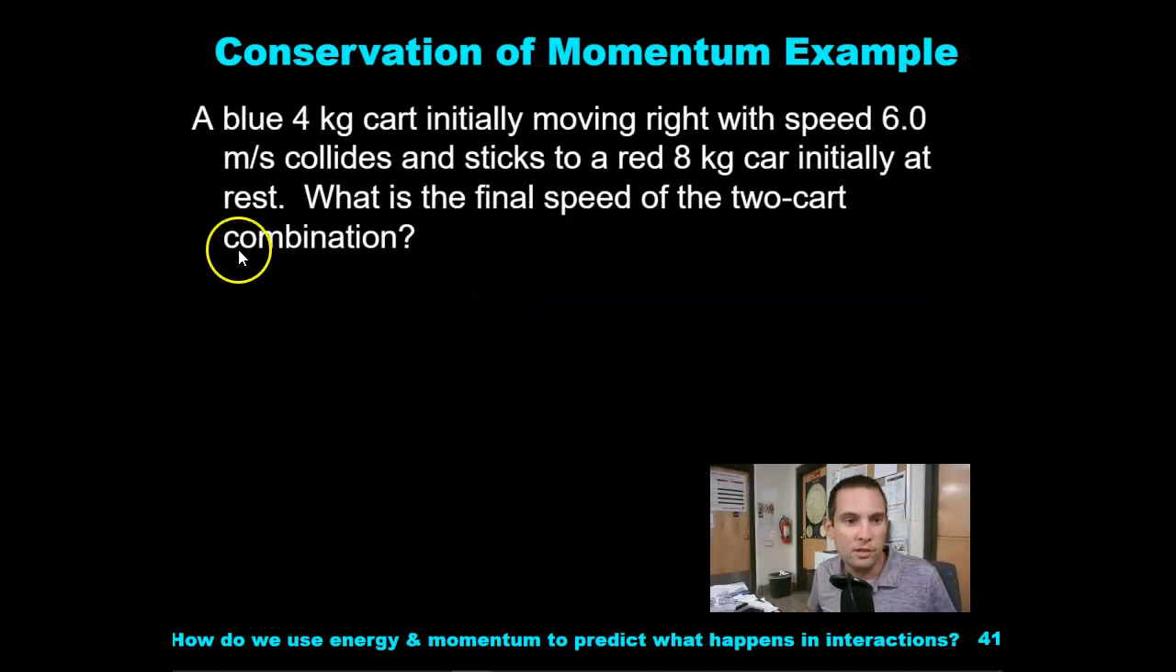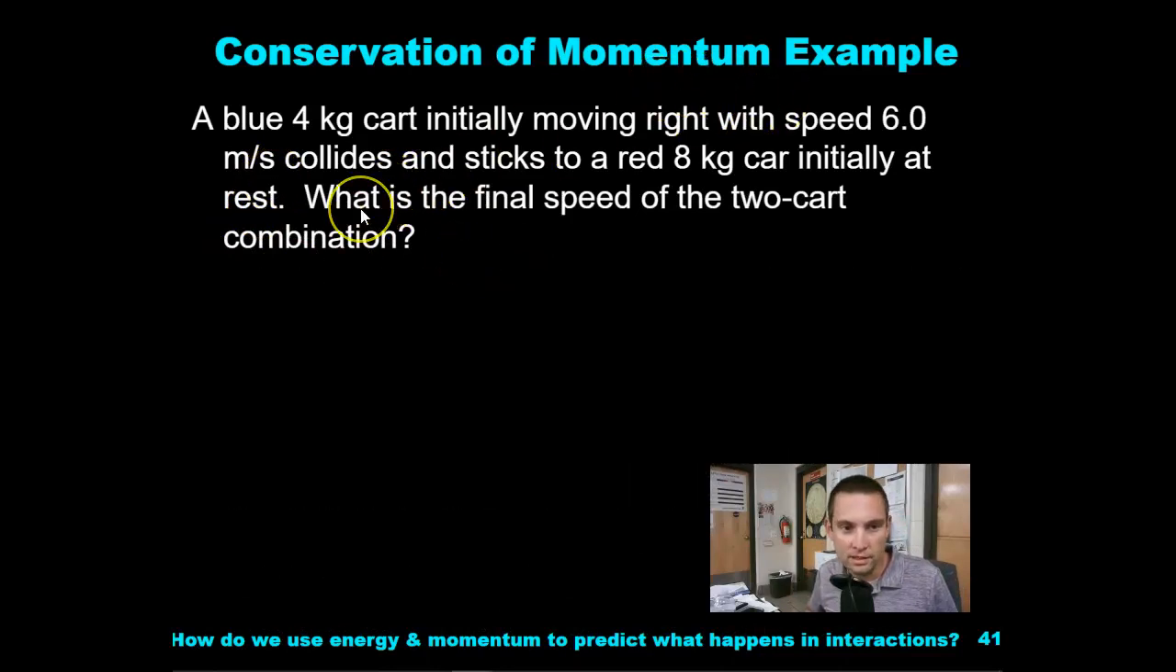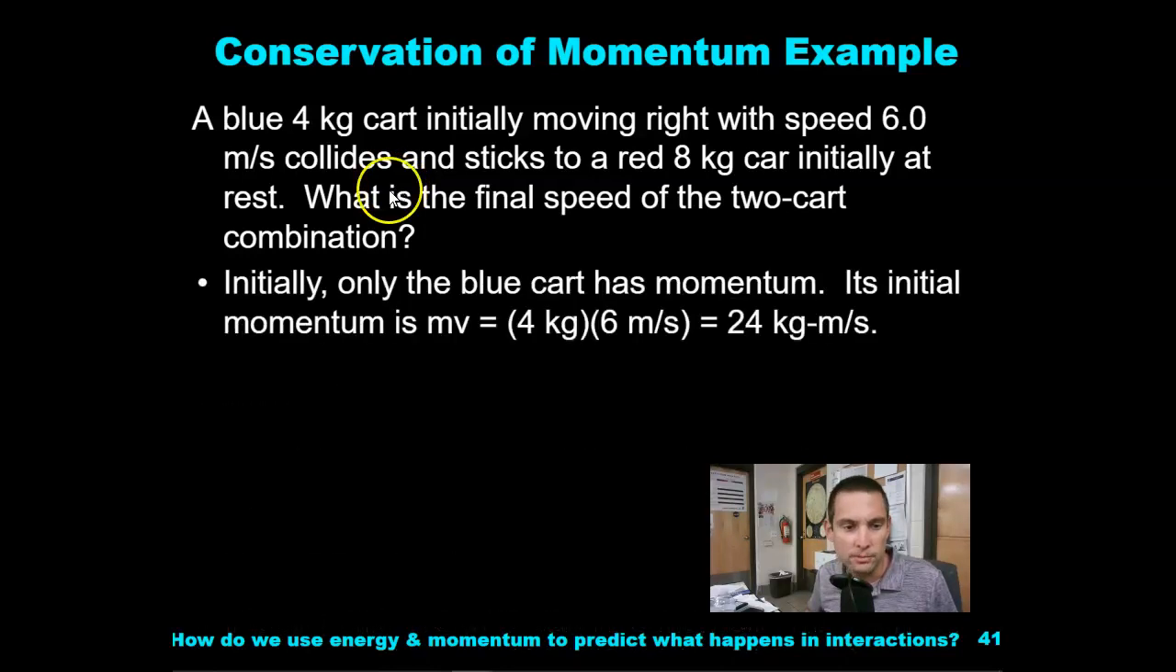Conservation of momentum example. If we have a blue 4 kilogram cart initially moving to the right with a speed of 6 meters per second, collides and sticks to a red 8 kilogram cart initially at rest, what is the final speed of the two cart combination?